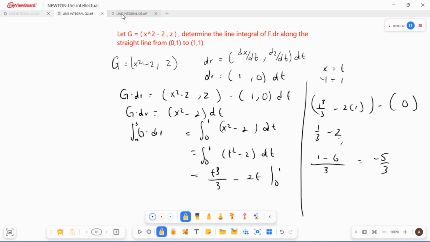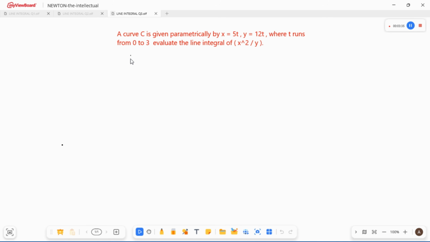So now let's deal with one question on that curve. This question says a curve C is given parametrically by x equal to 5t, y is equal to 12t, where t runs from 0 to 3. Evaluate the line integral of x squared over y. So basically what they are asking us to do is the line integral over curve C of x squared over y ds. This is basically what they're asking us to do.